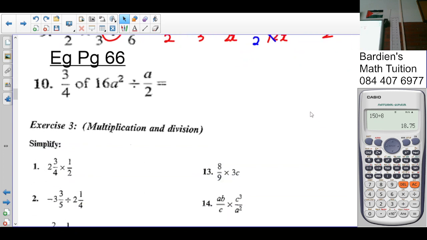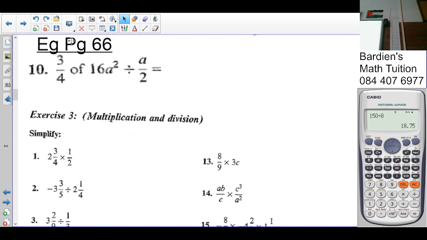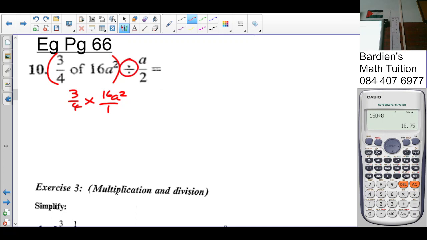Let's look at the next one. People, here we have "of". If we have "of", what must be done first? That part of the calculation needs to be done first, the "of" part. Not so. So, "of" is the same as times. So in other words, that's 3 over 4 times 16a squared over 1, and this must be multiplied by 2 over a. If you do this first, it's not going to make any difference. Not so. So I can do it together at this point, and we know "of" means multiplication anyway.